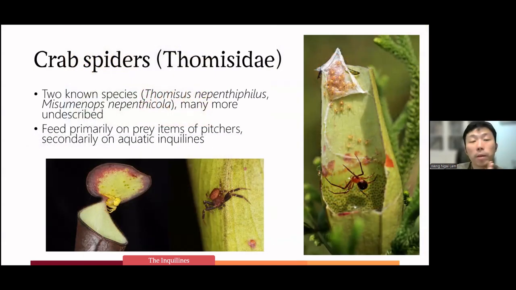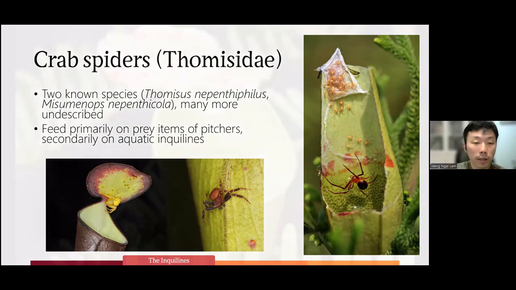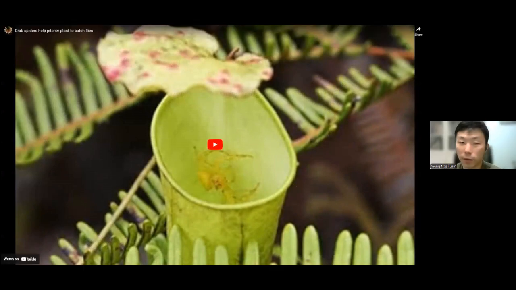Oh, and of course, crab spiders, which I began this talk by mentioning. Crab spiders are one of my favorites. There are at least 2 species in Singapore, Thomisus nepenthiphilus, which is this yellow one, and Misumenops nepenthicola. I think it's now Henriksenia nepenthicola, which is this red one. This is the male of Thomisus. They feed primarily on prey items of pitchers and secondarily on aquatic inquilines. So I have a video here again of them feeding on prey items.